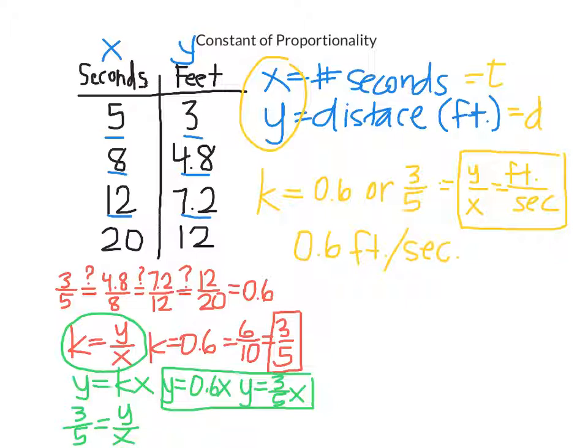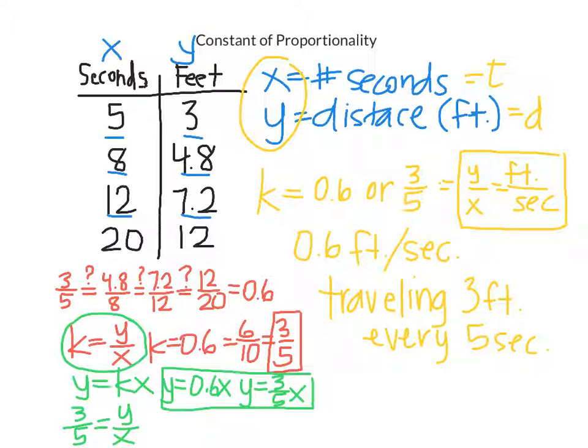You could also say that the boat is traveling 3 feet every 5 seconds. And of course I get that from the fraction 3/5. Or you could even say 3/5 of a foot per second, which is what 0.6 feet per second means.